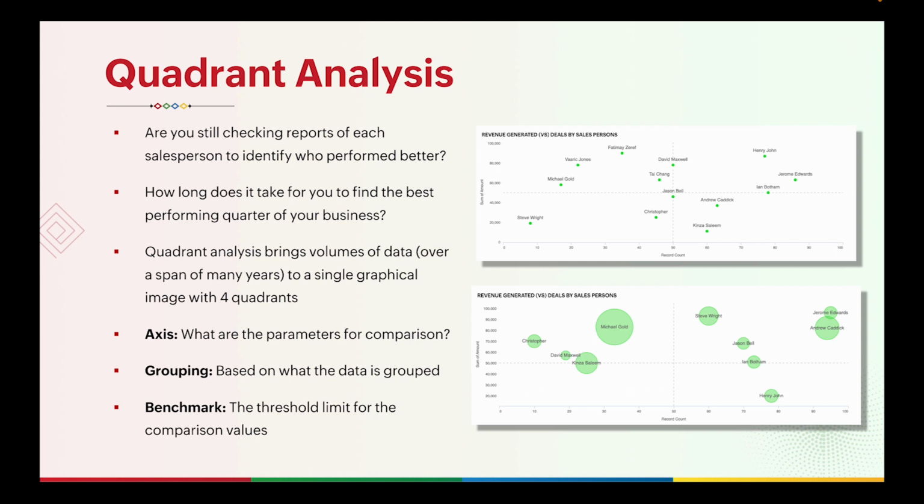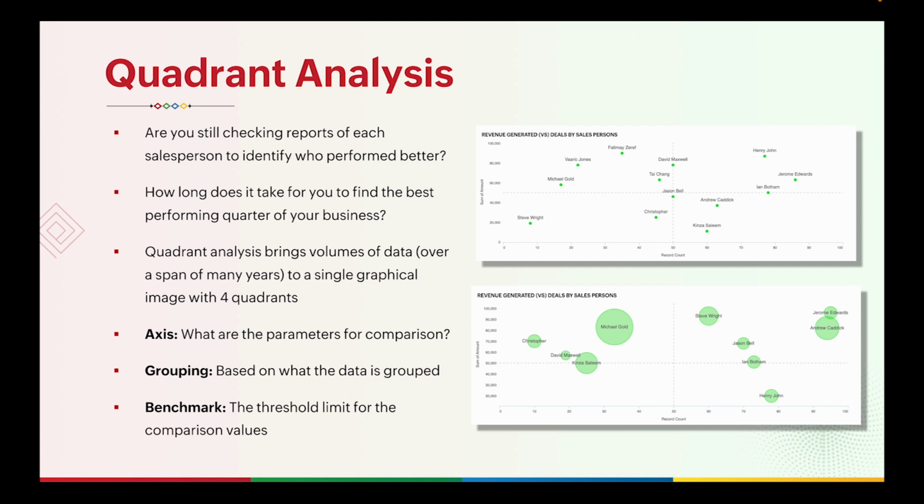Axis. This is nothing but the parameters where the data is plotted in the graph. The x-axis is horizontal and the y-axis is vertical. Grouping. Here, you'll be able to specify how you want to group the data that is measured on the x and the y-axis. For example, deal owner, deal created, or even deal stage. If you group based on the deal owner, you will be able to see the number of deals created by each deal owner and the revenue generated by them. Benchmark. The threshold limit for the x and y axis can be defined as the benchmark. This splits the axis into four quadrants.